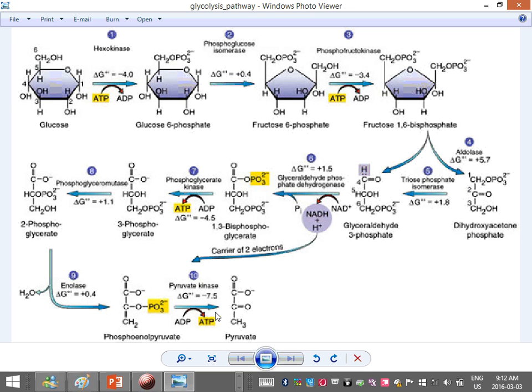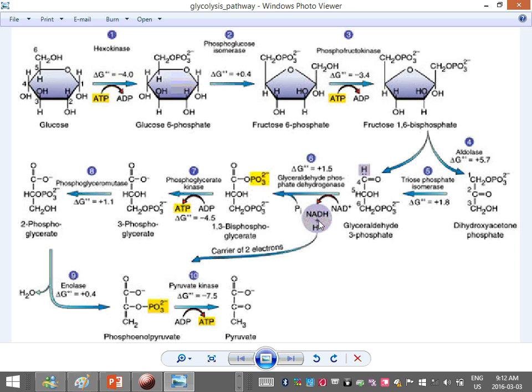But what would happen if you don't have any NAD+? So take a look at this flow chart. Do you need NAD+ anywhere? Where? You need it right here. What would happen if I cannot regenerate the NAD+? What would happen if I have a lot of NADH?